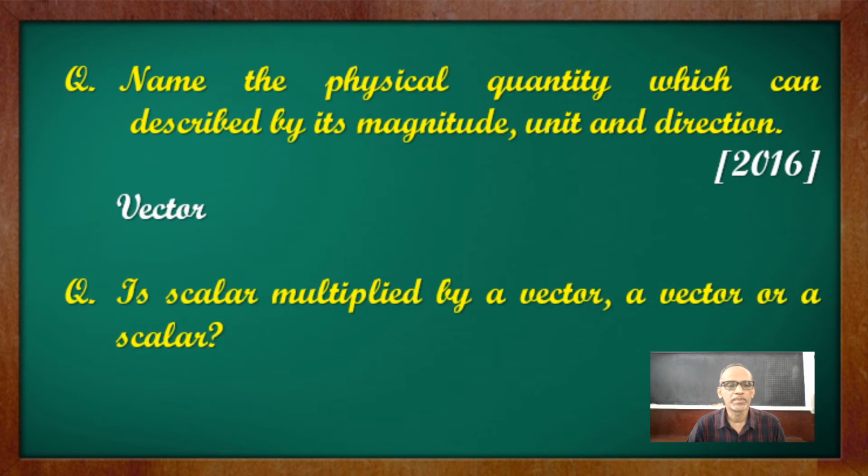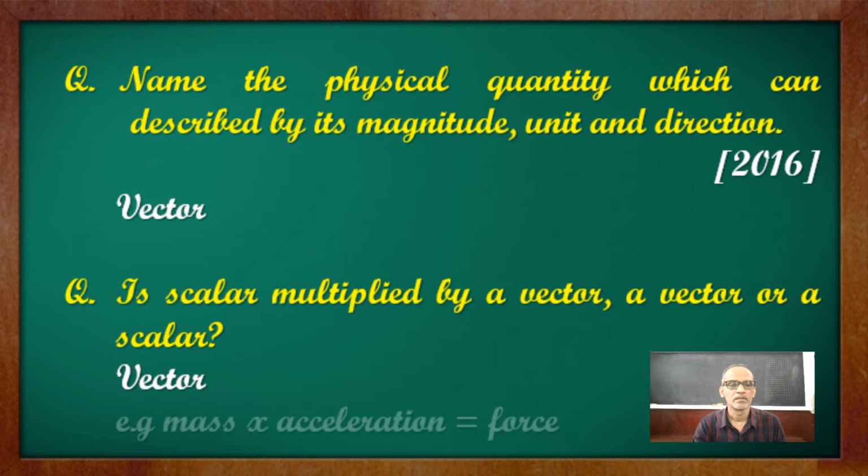Does a scalar multiplied by a vector give a vector or a scalar? So go through the question again. There is a scalar, and when it is multiplied by a vector, do we get a vector quantity or a scalar quantity? The answer to that is a vector.